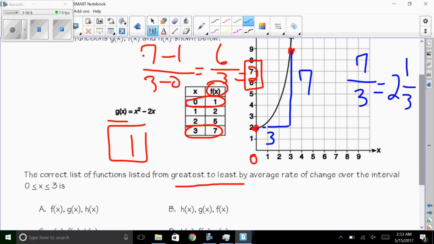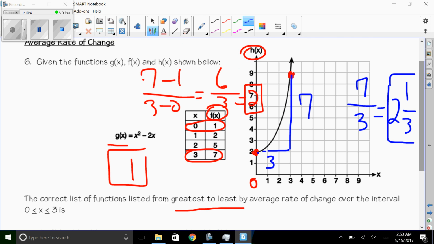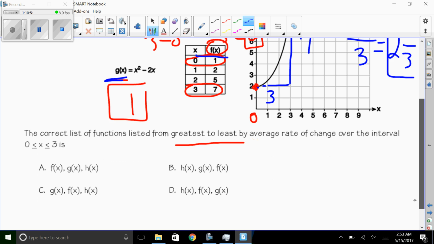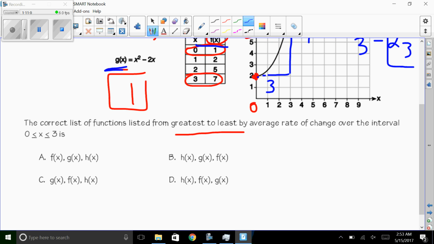Okay, so we had to order these from greatest to least. The first one would be h of x, then f of x with a rate of change of 2, and then last would be g of x. Again, be careful because negatives don't matter here. So the answer to that one is the letter D.